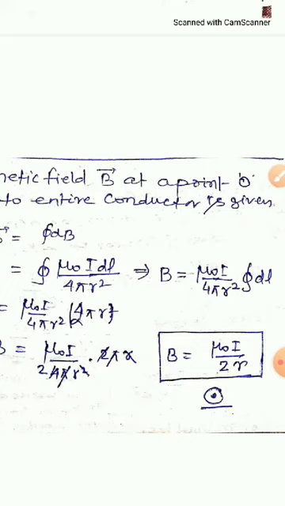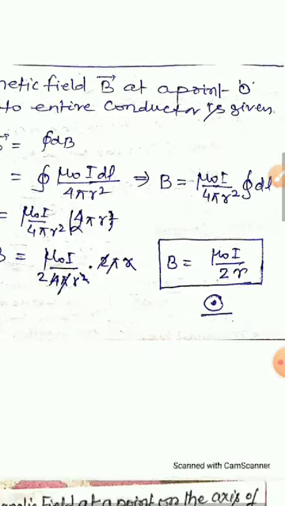So integration of dl over closed path will be equal to 2 pi r, and finally we get B is equal to mu naught I by 2r. And direction of this magnetic field at the center is perpendicular to the plane of the circular conductor and pointing outward.